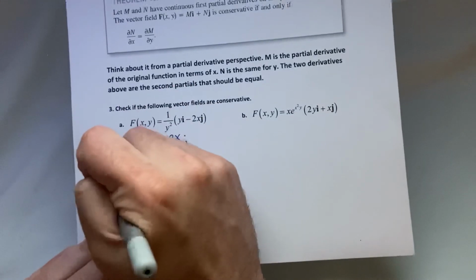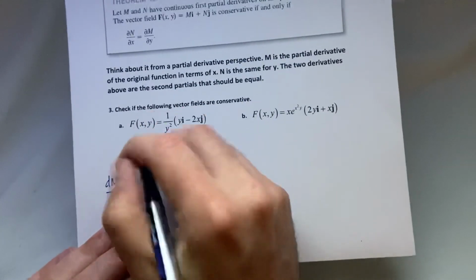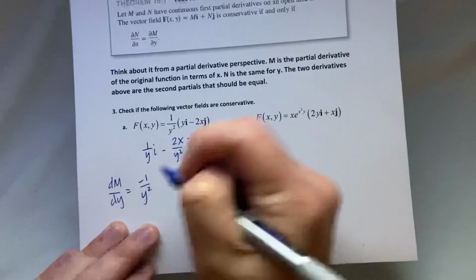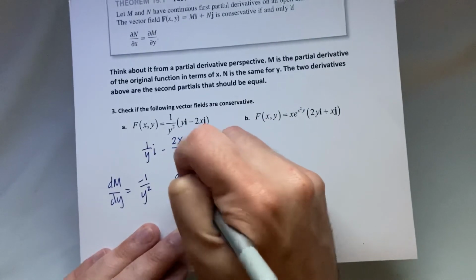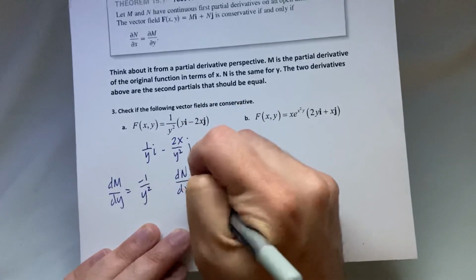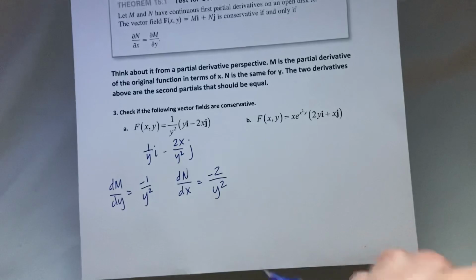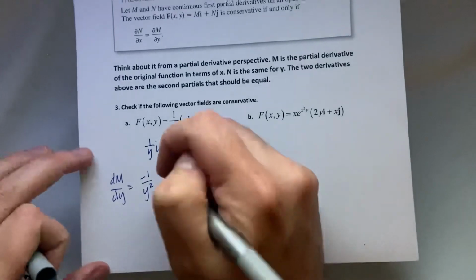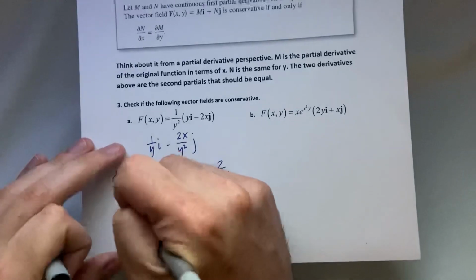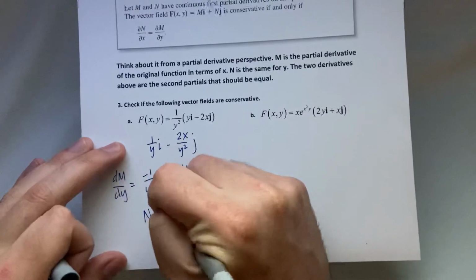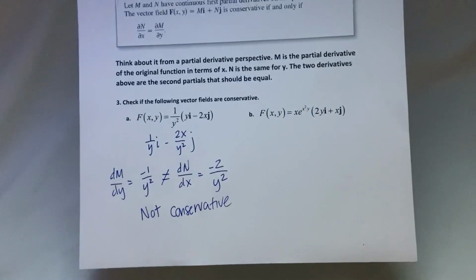So let's take dM/dy, where M is this. The derivative of 1 over y is negative 1 over y squared. The derivative with respect to x here is just negative 2 over y squared. So these should be equal if there is a potential function. However, negative 1 over y squared and negative 2 over y squared are not equal, meaning this is not conservative. And we will continue more in the next video.